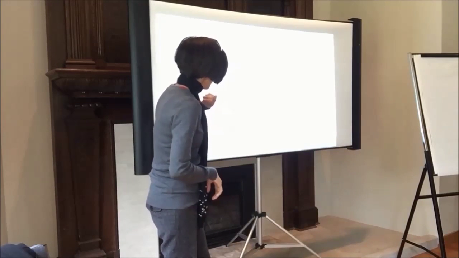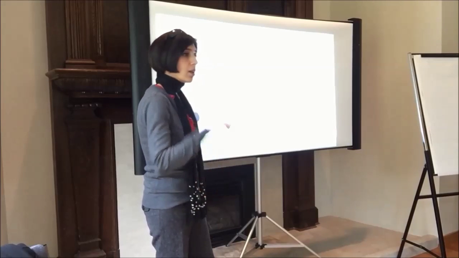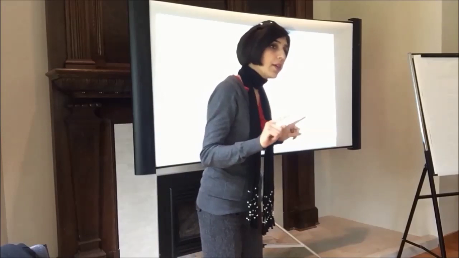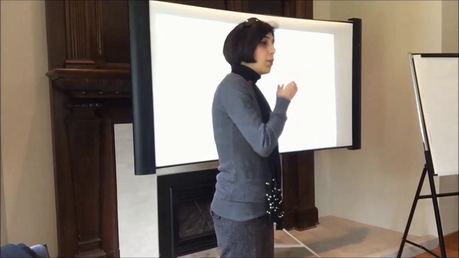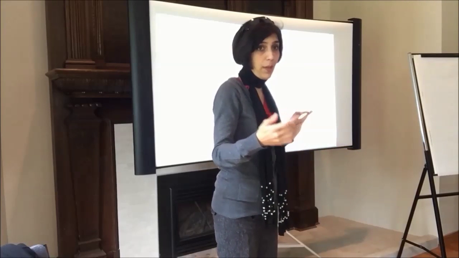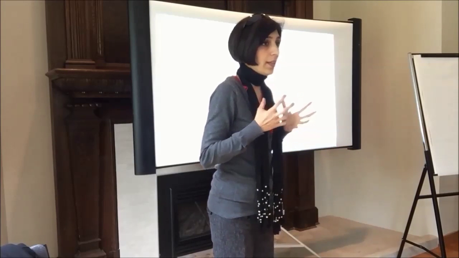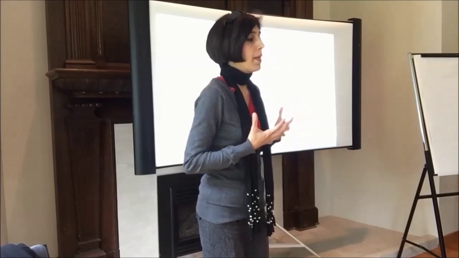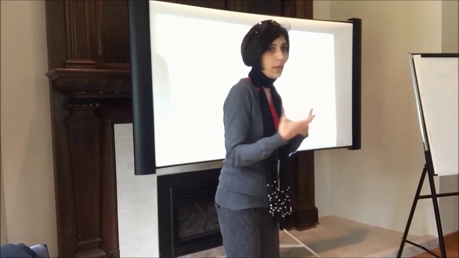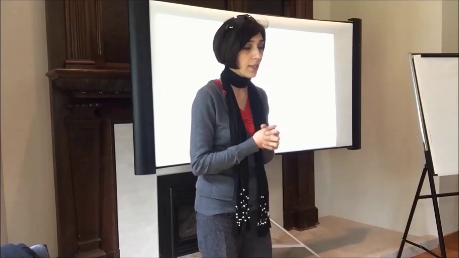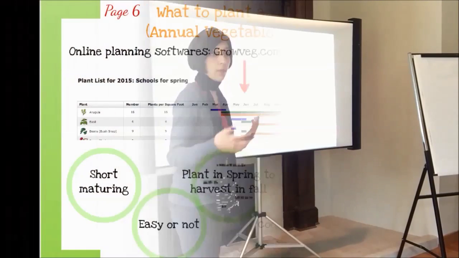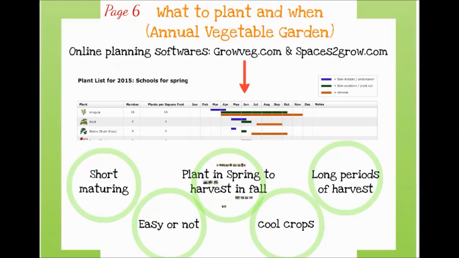So know which ones are short maturing. The short maturing ones are very good for school gardens, because if you're not there during the summer and you start a gardening program, you want to harvest before the kids go home for summer. That would be very, very good. Like that would be very successful. So the faster your plants mature, the sooner your harvest time comes, and the sooner you can get your parents excited and your principal or whoever you need to convince.